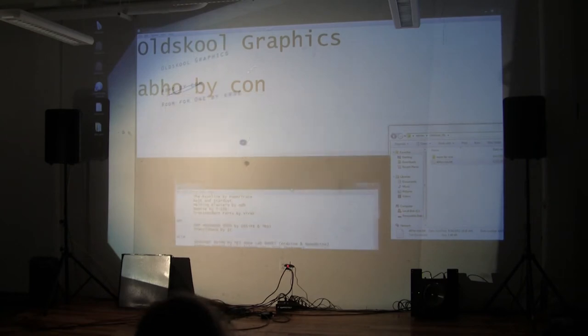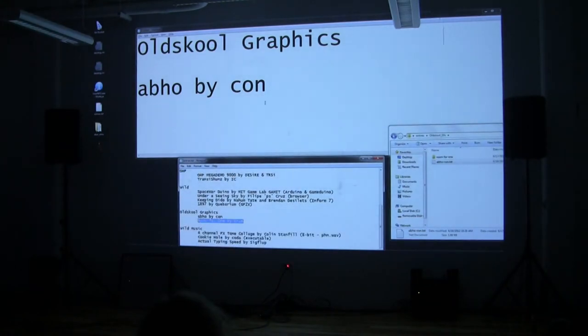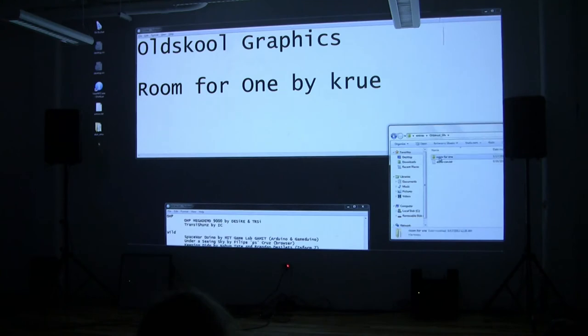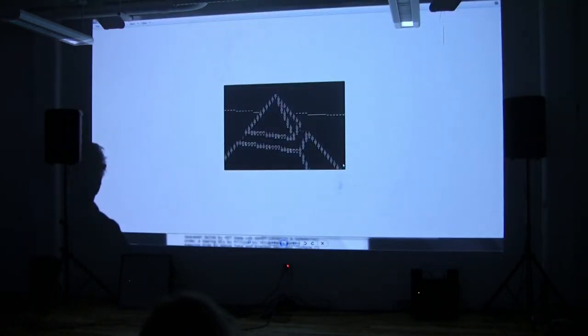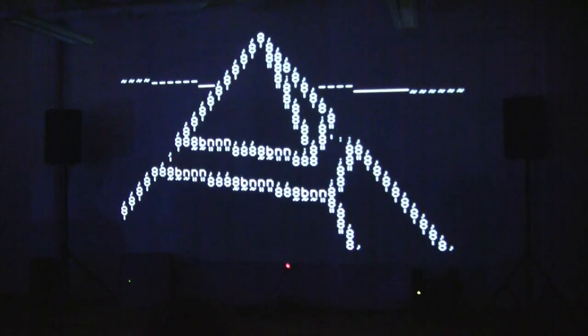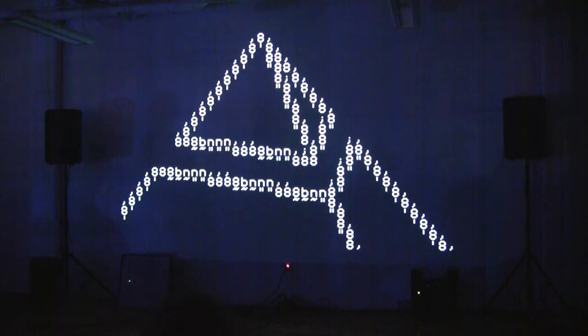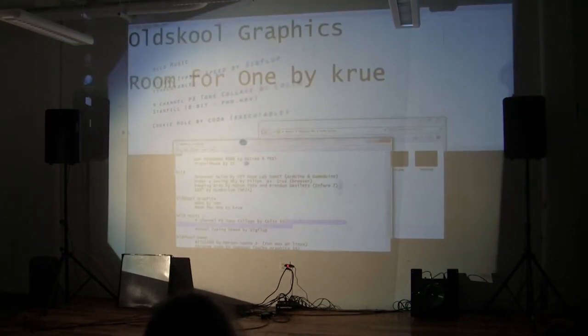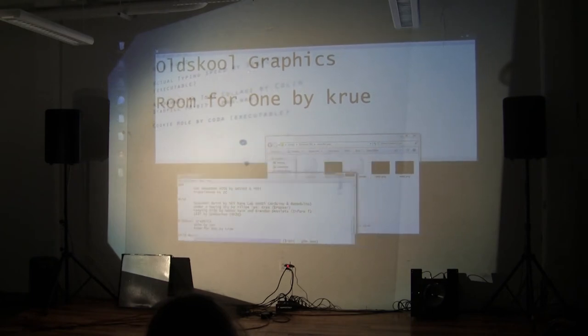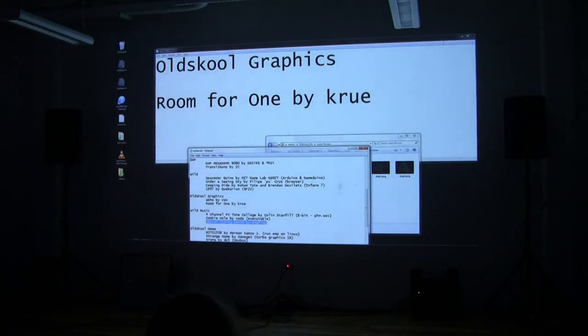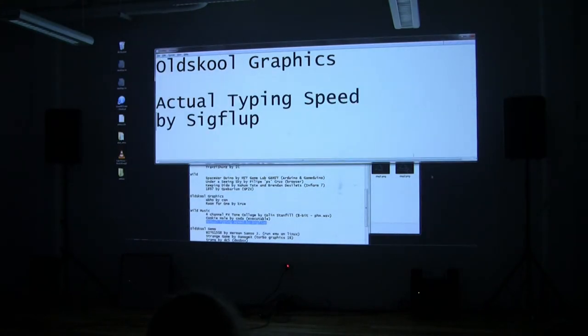Next up, Room for One by Crew. Competition. Next up, Wild Music. First entrant, Actual Typing Speed by Sigflow. Which is, by the way, executable music.